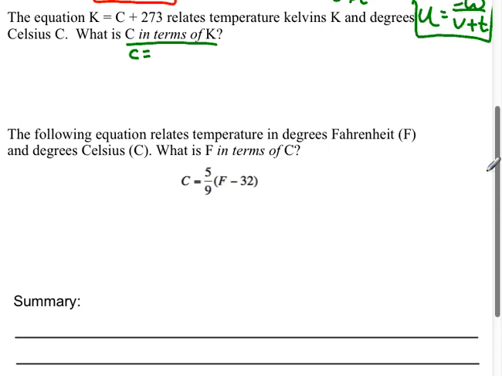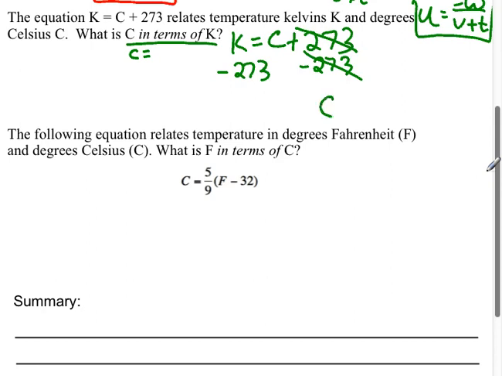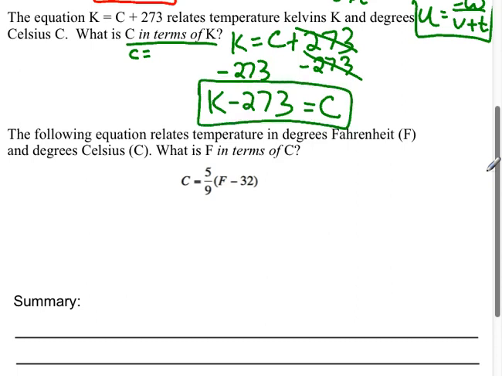Well, if this is my formula, and my goal is to get the C by itself, well, that seems relatively simple, doesn't it? Can't I just subtract off the 273? Because that'll leave C alone. Remember, K is a variable. The 273 is a number, so you can't combine those together. You do have to leave them as two separate things. But look at that. I do have the C by itself now.